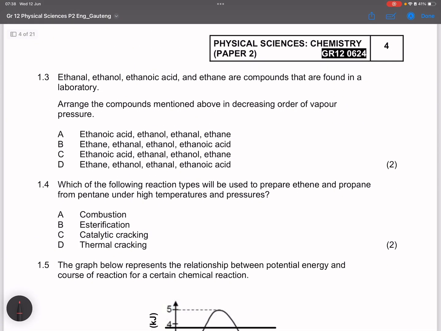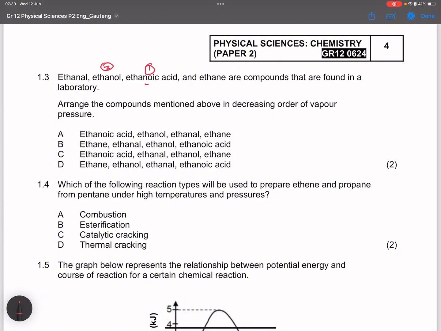Now the next one, they say we've got ethanol, ethanoic acid, and ethane, compounds that are found in a laboratory. Arrange the compounds mentioned above in decreasing order of vapor pressure. Which means we start with the one that has the highest vapor pressure and go to the one that has the lowest vapor pressure. Now, guys, what I need you to remember is that vapor pressure is inverse to the strength of intermolecular forces. So let's first arrange which one has the strongest intermolecular force. In this case, it would definitely be ethanoic acid. So this would be the first one with the lowest vapor pressure. And then it would be followed by ethanol.